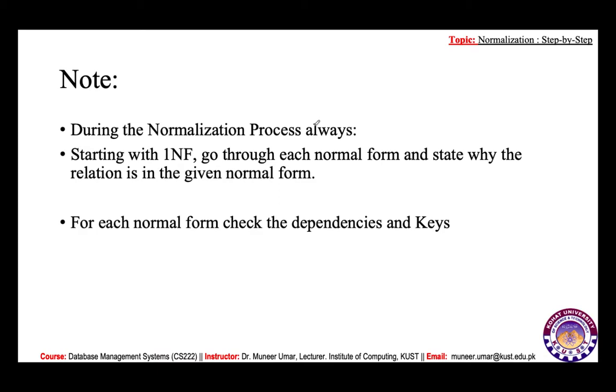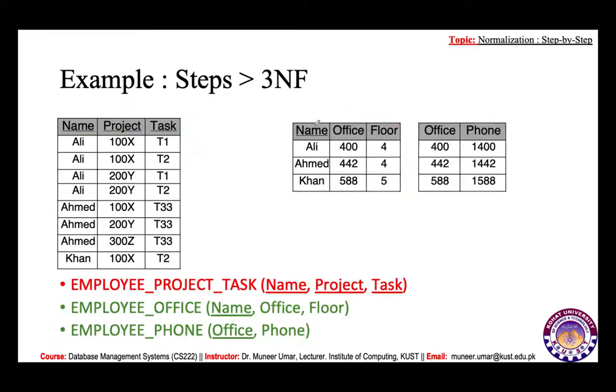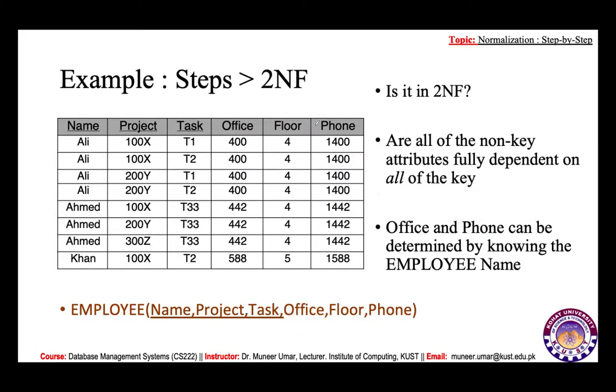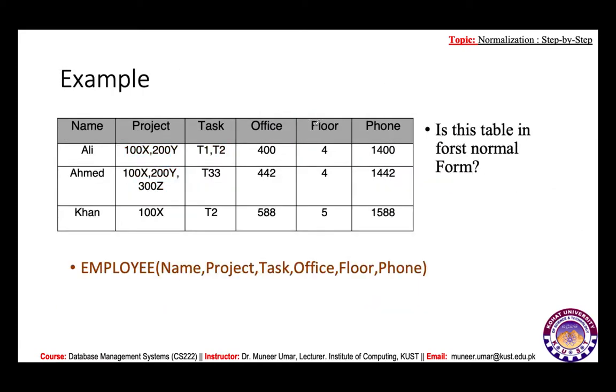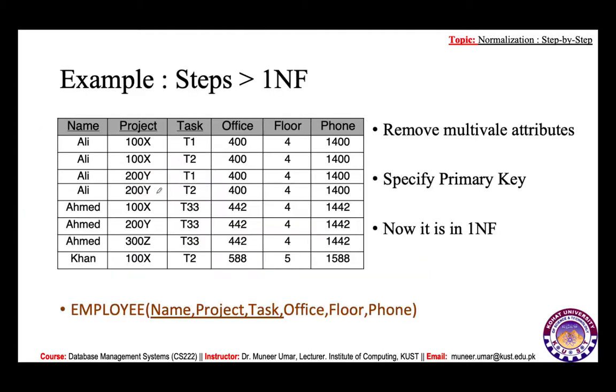So this was all about normalization, and we started with a simple table in raw form. It had multiple values under attributes. Then we separated these values into different rows. We created multiple rows, and also we specified the primary key, which is a composite of three attributes, and we formed this table into first normal form.